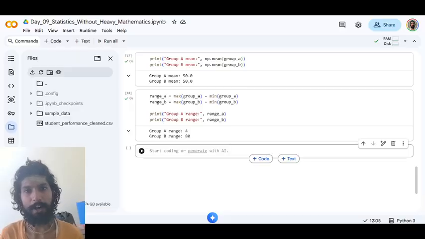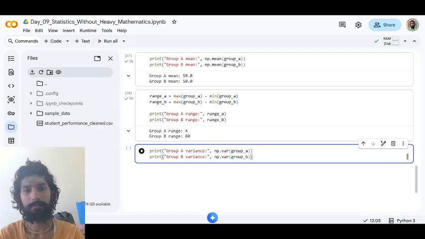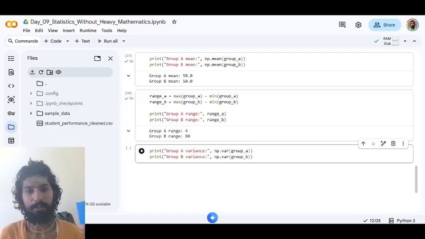Variance measures how far values are spread from the mean. A low variance means that the values are generally close to the mean. A high variance means that the values are more widely spread. Let us calculate variance for both groups. Before running the cell, predict which group will have a higher variance. Group B should have a much higher variance. Now run the code.